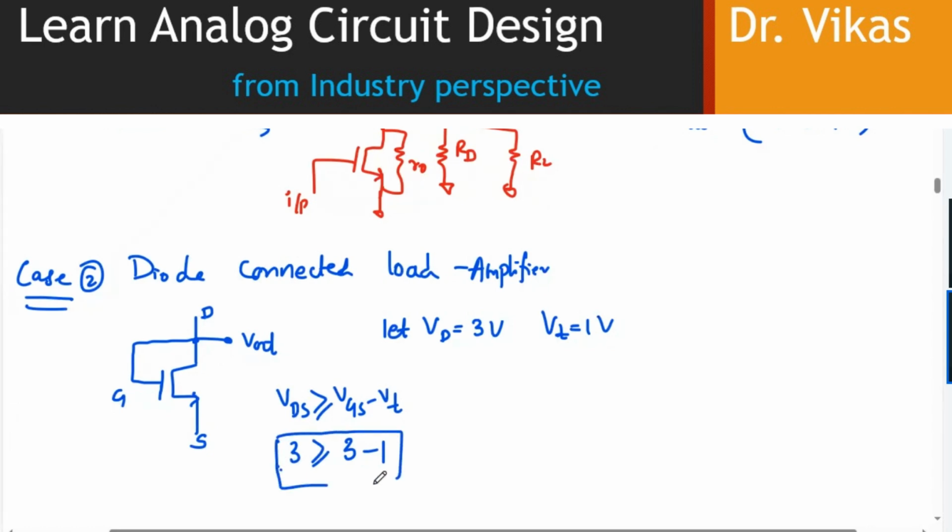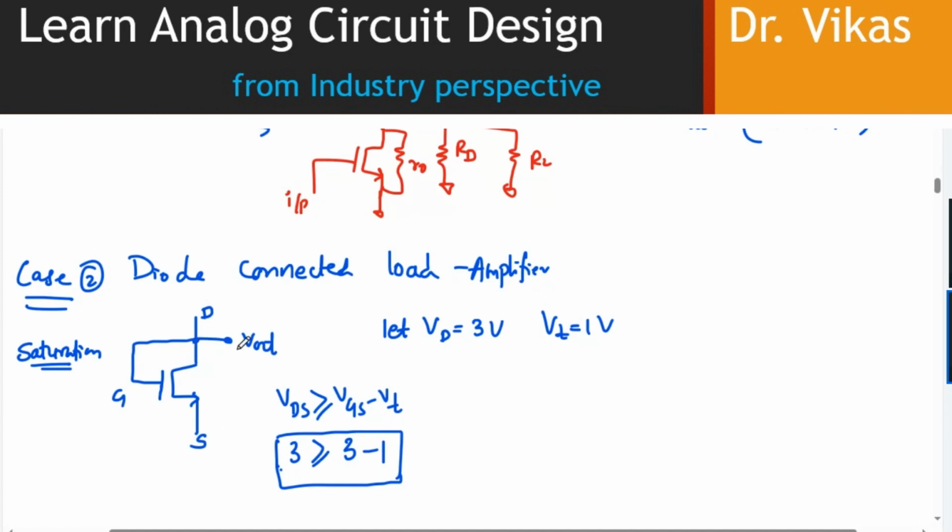And that's how this is the best example of an amplifier which will always be biased in saturation. This is something called self-biasing, where there is no need for an external biasing supply. It is automatically biased the moment you connect gate and drain together. So this MOSFET will always be in saturation.